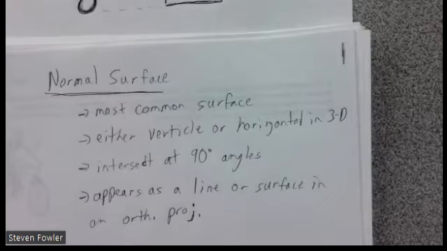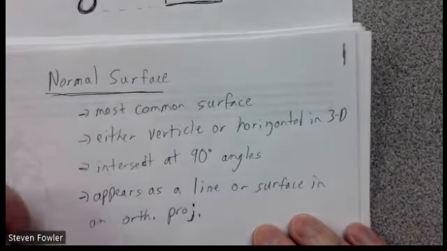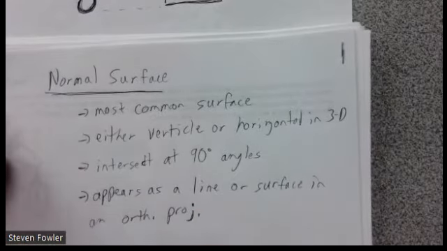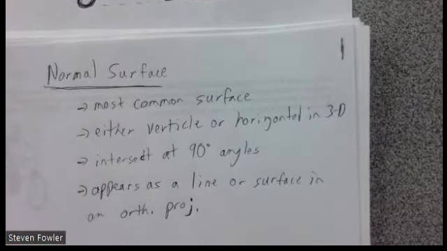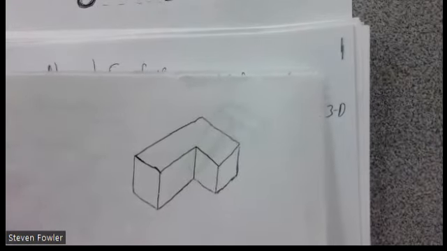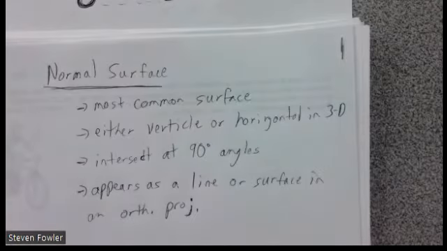So normal surface, vertical, horizontal, appears as a line or a face in an orthographic projection. Okay. So let's do something. Let's draw a multi-view drawing here of a simple enough object. I'll show it to you and then we're going to draw it. We're going to draw this guy and we'll draw a multi-view drawing of this guy. So kind of an upside down L shape, if you will, in 3 dimensions.